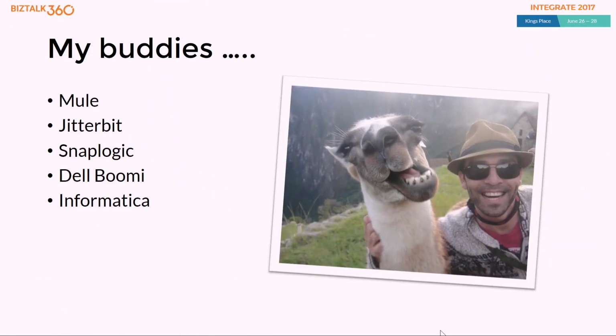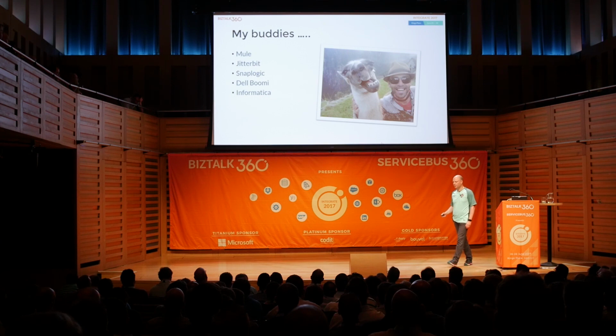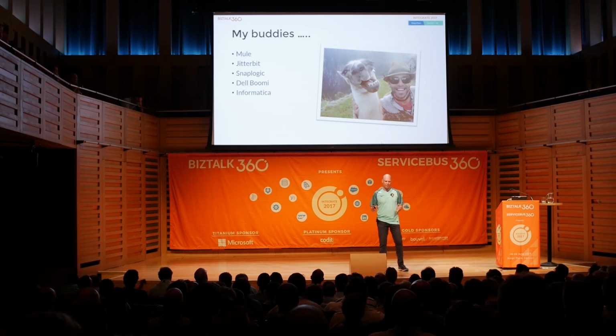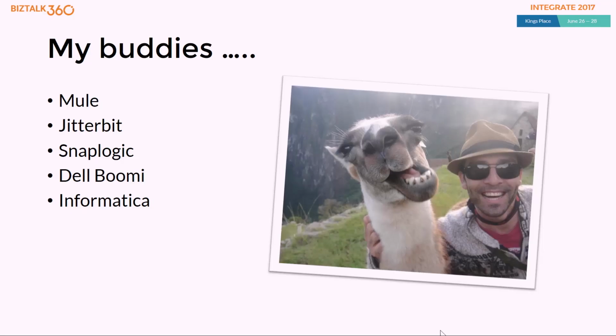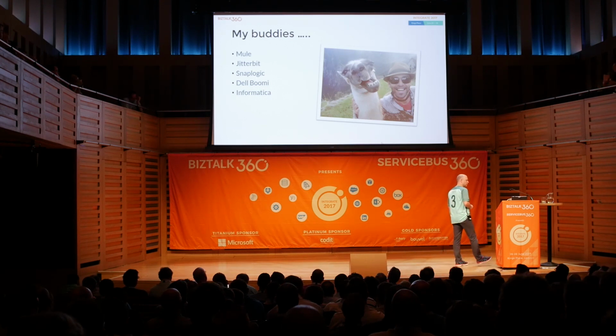Then, of course, within an IPaaS world, there are some buddies there too. That's Mule, Jitterbit, SnapLogic, some of the others. And you can beg to differ, are they true IPaaS as well? Because with some of them, you have to buy a license or call a representative to set some stuff up. It doesn't scale or anything. If you set up Logic Apps, it just runs for you. But it's not always the case when you look at some of the competitors.